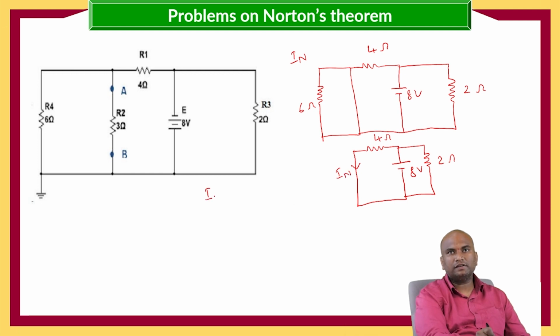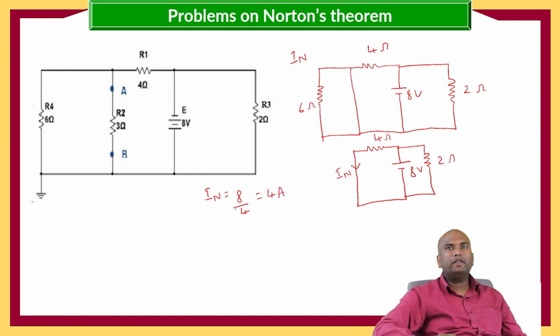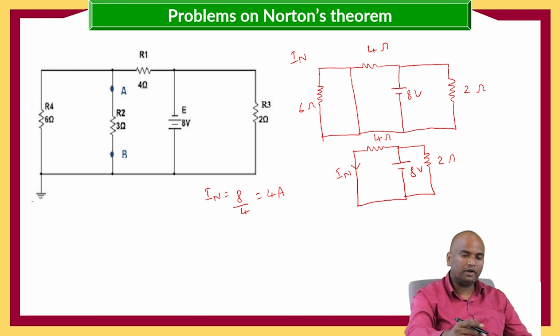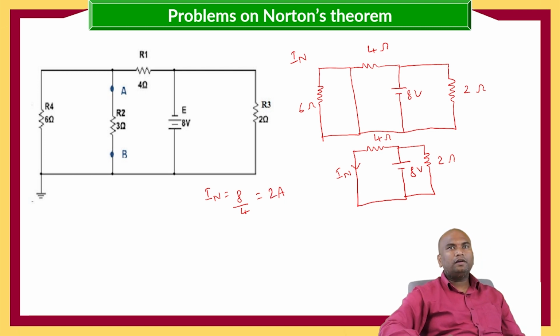So the Norton's current is equals to the current flowing through 4 ohms. 4 ohms is connected in parallel to the 8 volts. So IN is equals to 8 by 4, which is equals to 4 amperes. Now we got the Norton's current as 4 amperes. Sorry, 8 by 4, 2 amperes. Now we got the Norton's current, and then we need to calculate Norton's resistance.